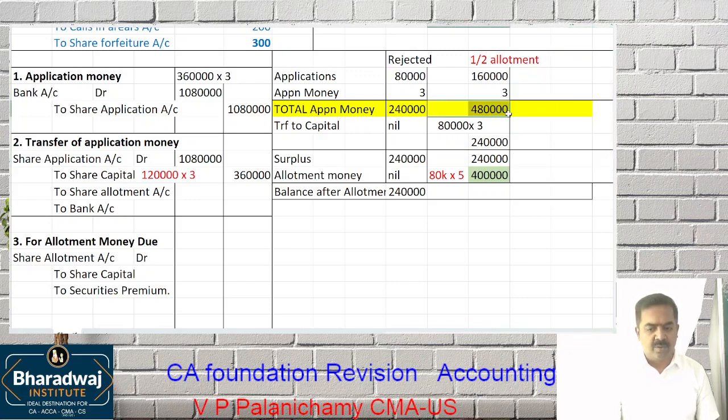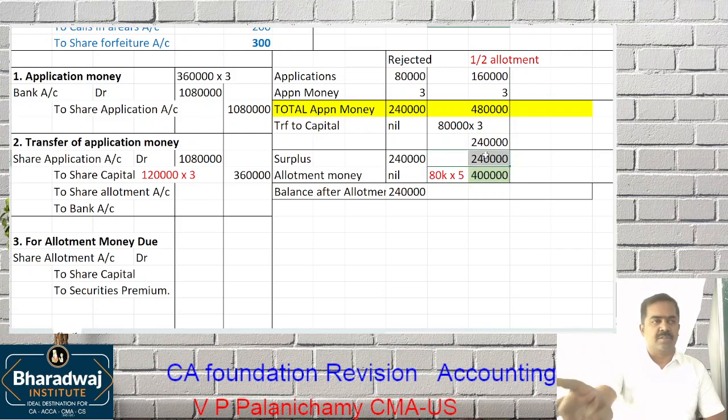Okay, 4,80,000. In that, how much is transferred to capital? Application money transferred to capital. How many shares are allotted in the first category? 80,000 into 3, 2,40,000. How much surplus is there? 2,40,000. Allotment money due is 4 lakhs. So the entire surplus can be used.